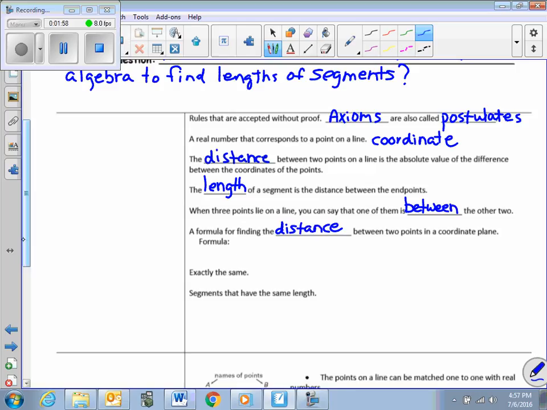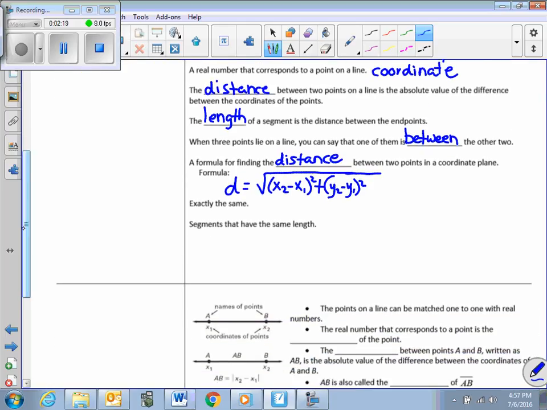A formula for finding the distance, I think you probably learned this some time back, but we're going to refresh your memory. D equals the square root of x sub 2 minus x sub 1 squared plus y sub 2 minus y sub 1 squared. And you may have even derived that formula at some point in the past. I'll give you a hint. It has to do with the Pythagorean theorem. Maybe we'll do that later.